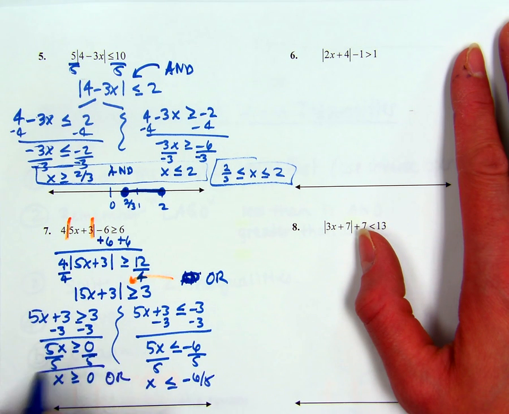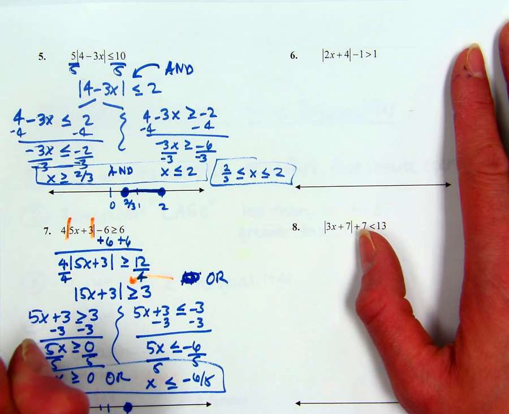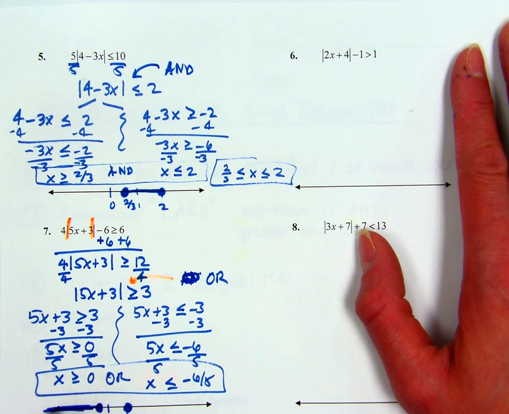And this is an "or." So 0 is here. Negative 6/5 is a little bit less than negative 1. You could just label this as negative 6/5. So I want numbers that are less than or equal to negative 6/5 or greater than or equal to 0.